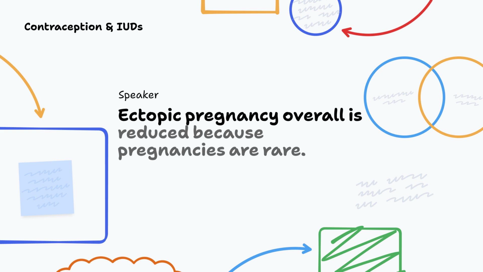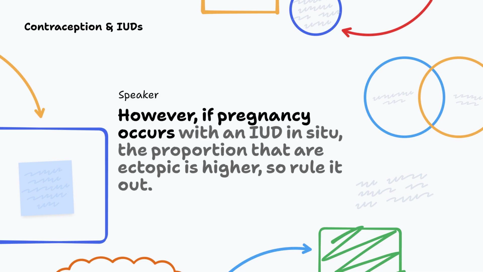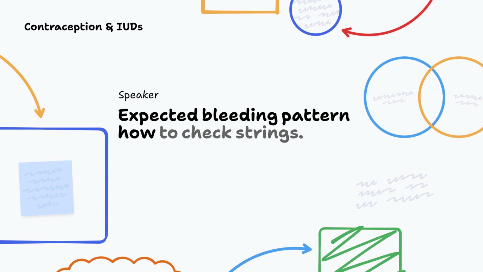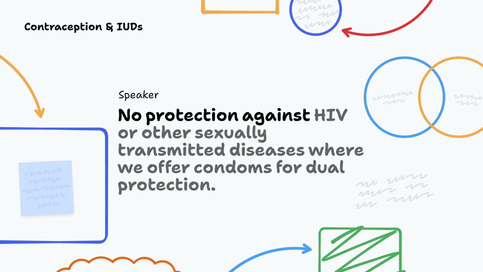Ectopic pregnancy overall is reduced because pregnancies are rare. However, if pregnancy occurs with an IUD in situ, the proportion that are ectopic is higher, so rule it out. Counseling points would cover effectiveness and duration, expected bleeding pattern, how to check strings, no protection against HIV or other sexually transmitted diseases, where we offer condoms for dual protection.